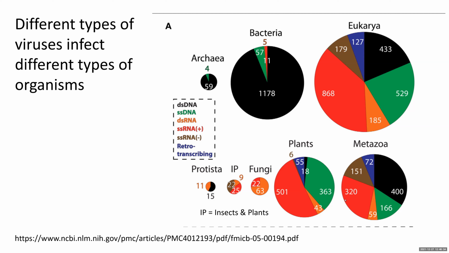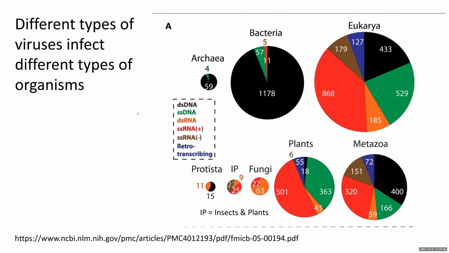So we have all these different types of organisms, and there are some patterns in what kinds of viruses tend to infect them. For example, most bacterial viruses are going to be double-stranded DNA. Most of the viruses that infect eukaryotic organisms are single-stranded RNA plus molecules. So when we look at different kinds of organisms, there are these different patterns in what kinds of viruses they tend to get.